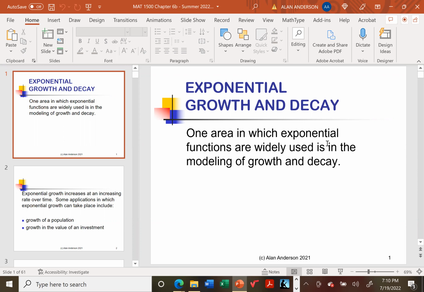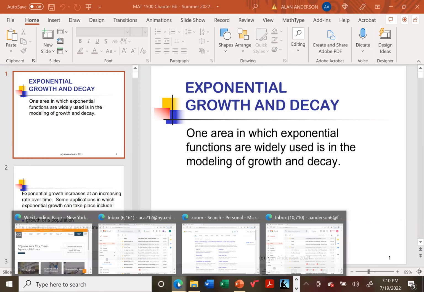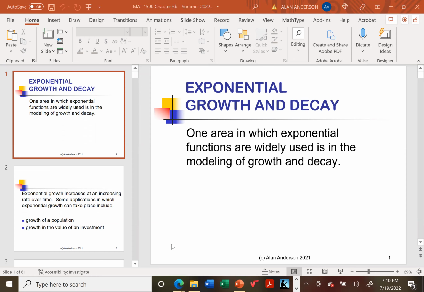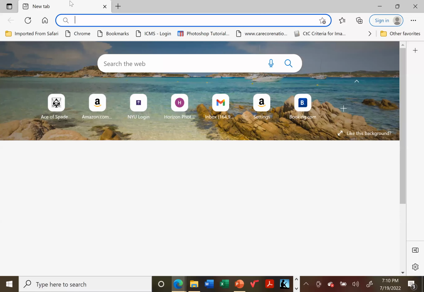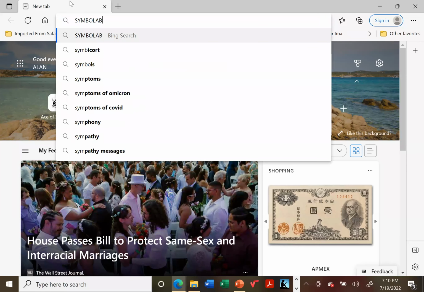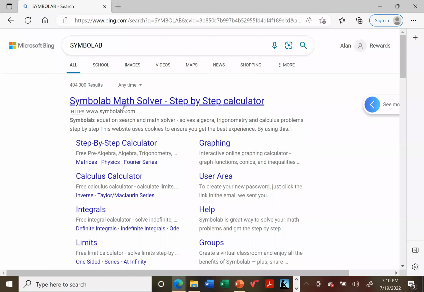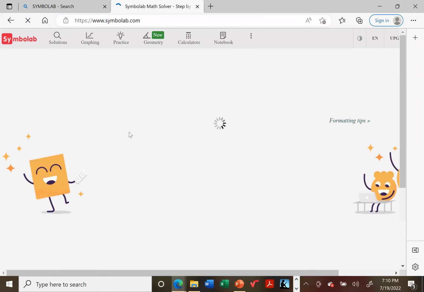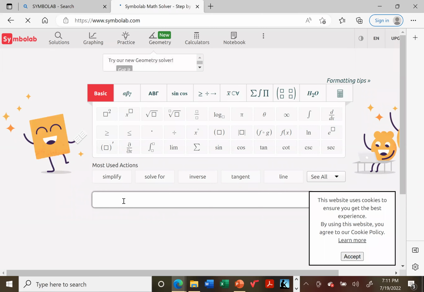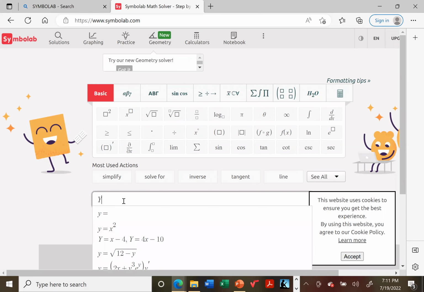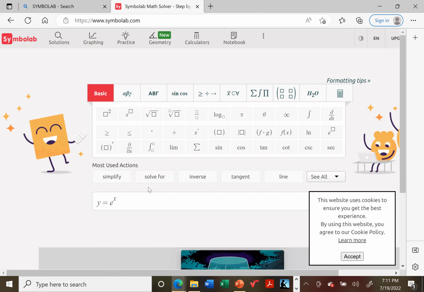So now, just as a quick review, an exponential function is one which involves e to the x power. And if you look at a graph on Symbolab, let's just quickly run through a couple so you can see what I mean. Let's try for our first function, something simple like y equals e to the x. Okay, so we'll take a look at that.